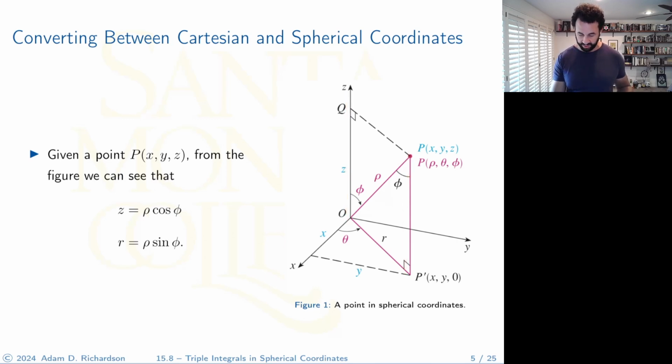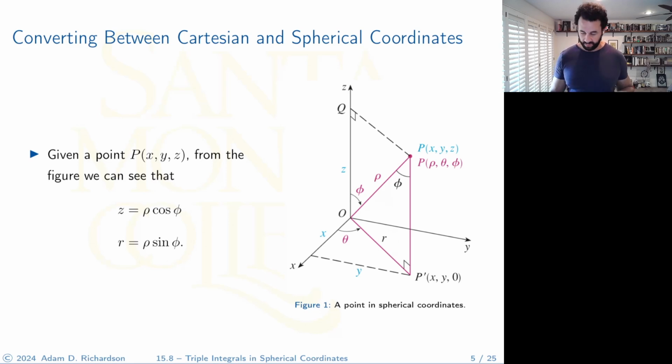So if we want to know the z coordinate, which is the displacement given by this line segment, it's going to be the hypotenuse of this right triangle times cosine of this angle. So you get that z is equal to rho cosine phi. That's the way we represent z in spherical coordinates. We can also see from the same picture that this leg of the triangle is going to be given by rho sine of phi. Again, this is using right triangle trigonometry. Sine is opposite over hypotenuse, right? So once you simplify that for r, you get that r is equal to rho sine phi.